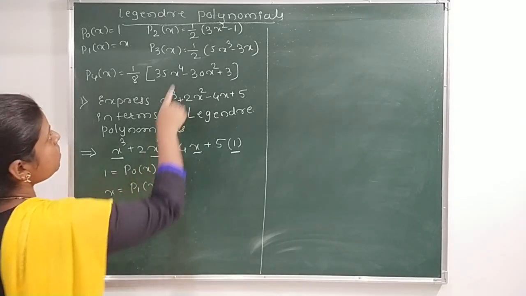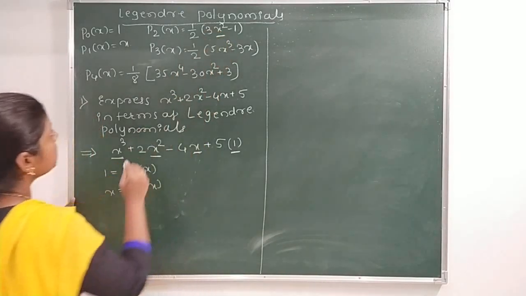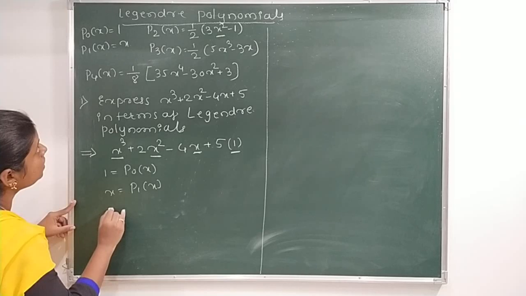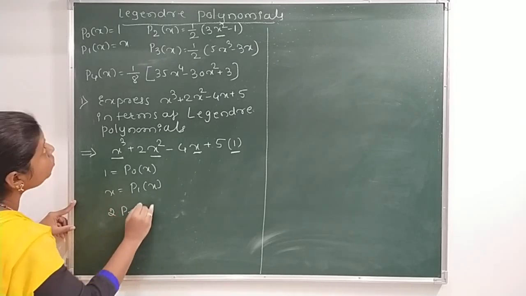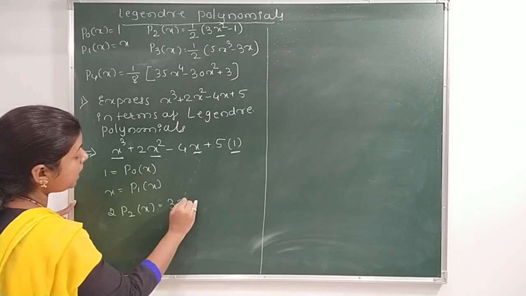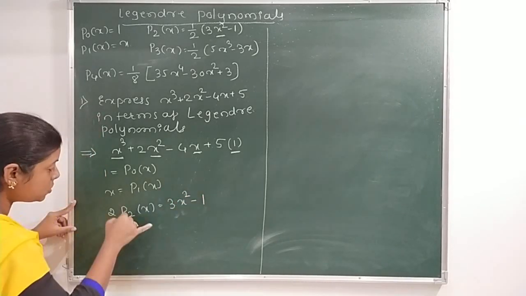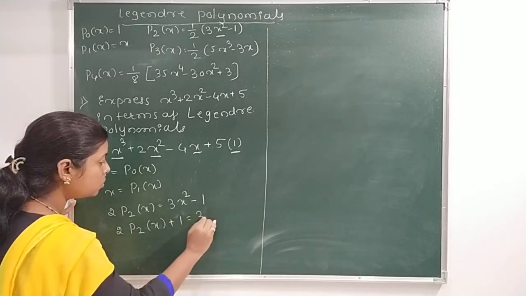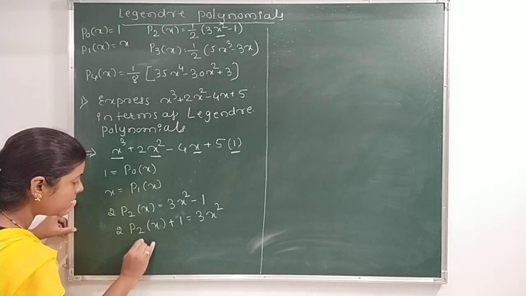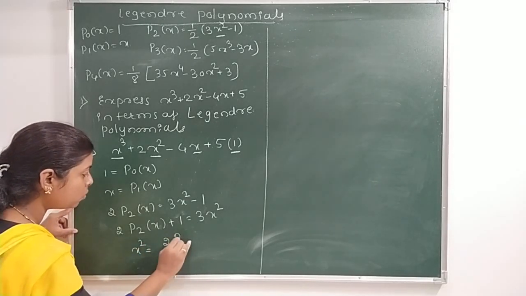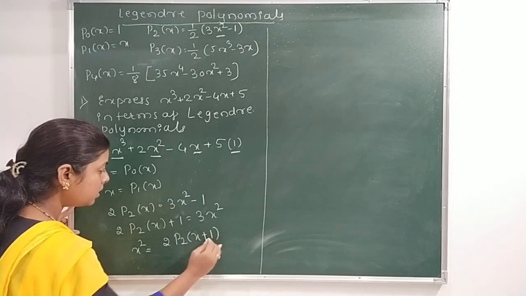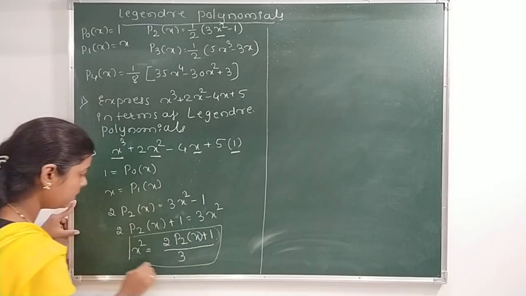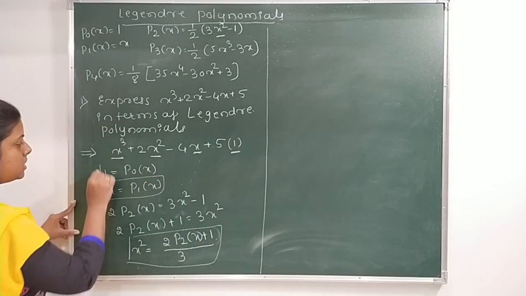Next we want the x square term. Where is our x square? Here. You have to rearrange this. 2P2 of x is equal to 3x square minus 1. This minus 1 we can take to this side. This becomes 2P2 of x plus 1 is equal to 3x square. Means we get x square is equal to (2P2 of x plus 1) divided by 3. This is an x and this is a 1.